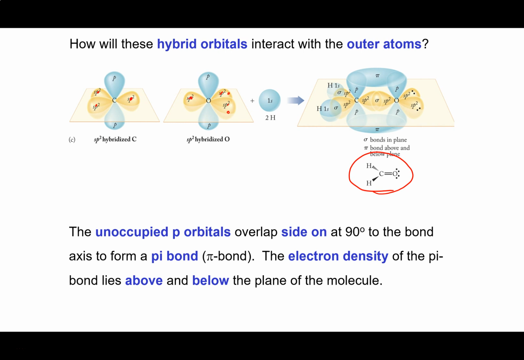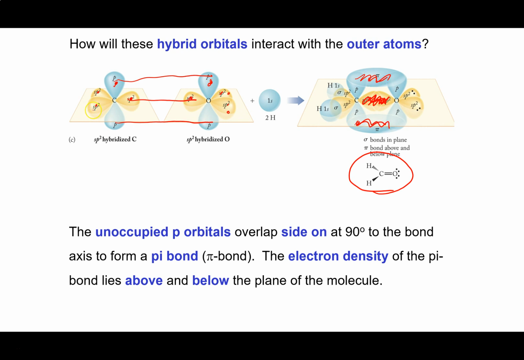And that's going to be a sigma type bond because it is end-on overlap of the orbitals. Now also you have to keep in mind that the unhybridized p orbital on the carbon is also singly occupied, as is the unhybridized p orbital on the oxygen. So when these guys come together, there's going to be some interaction there as well, but that's going to be above and below the line joining the centers of the two atoms, and that's going to be pi-type bonding. So that's how we make the connection between the carbon and the oxygen.